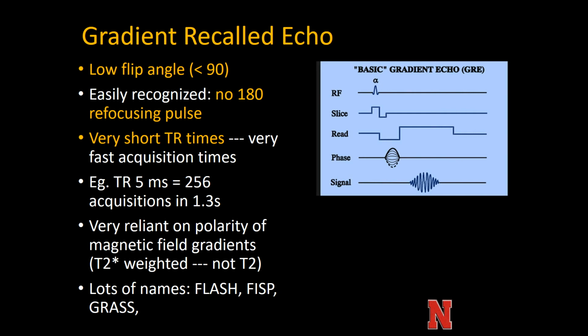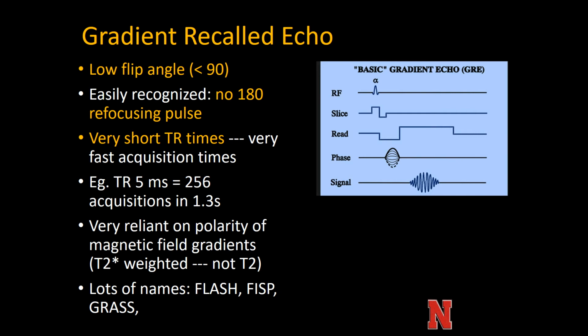GREs use very, very short TR times. GRE sequences are very fast. They allow for very fast acquisition. So, for example, a TR in a GRE might be 5 milliseconds. So you can do 256 image acquisitions in about a second. That's extremely fast. It doesn't require much of a breath hold, right?